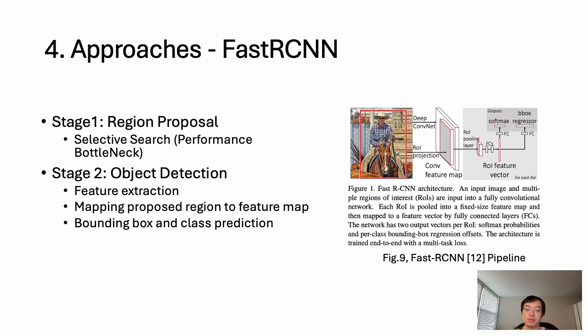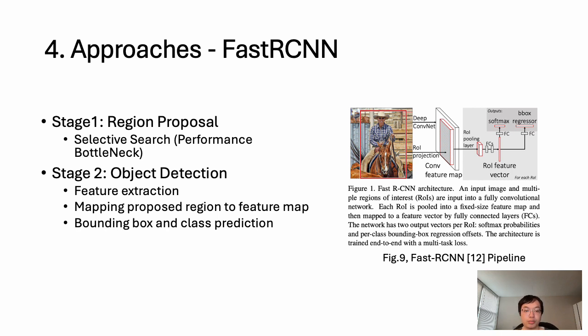Let's look at a typical deep learning based approach, the Fast R-CNN. It had two stages. Generally, stage 1 will do the region proposal. Usually they will use selective search, and this part is also the performance bottleneck.